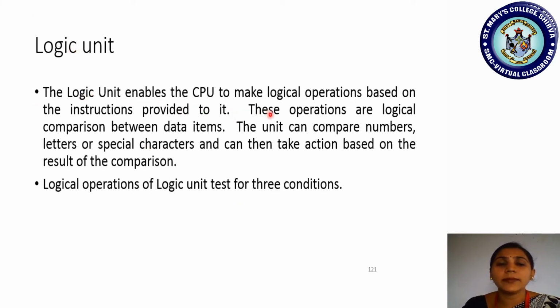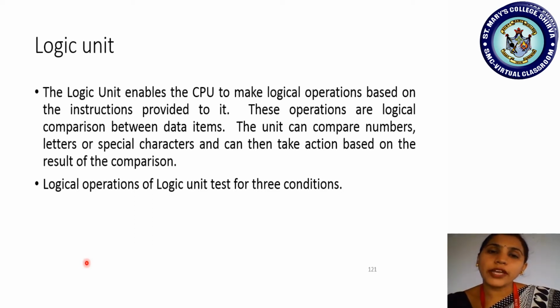The logic unit enables the CPU to make logical operations based on the instructions provided to it. These operations are logical comparisons between the data items. The unit can compare numbers, letters, or special characters, and can then take action based on the result of the comparison. Suppose the instruction is like this. Listen carefully for the logical unit I am telling. I want to check whether a number is even or odd. Did you all understand?